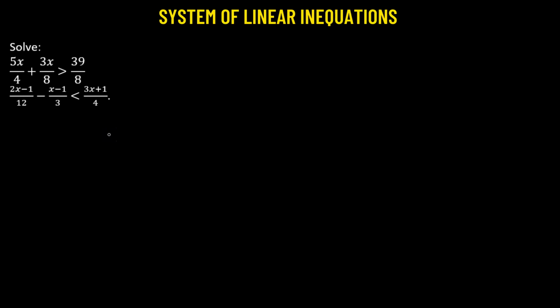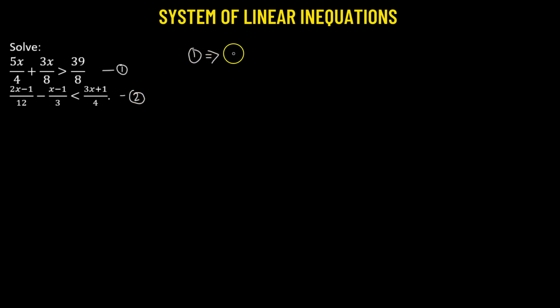So here we have a system of linear inequalities. That means we have two linear inequations and we have to find a solution that satisfies both of them. So let's begin. We'll label them as inequation number 1 and inequation number 2. Let's start with inequation number 1.